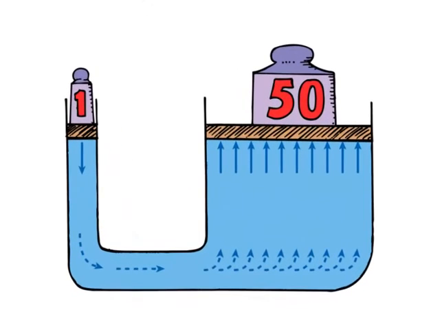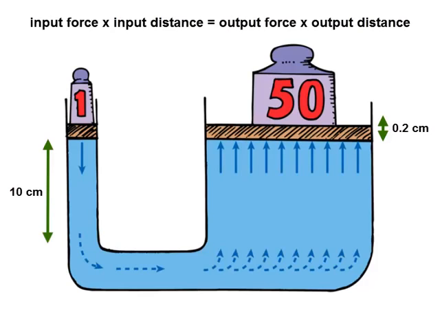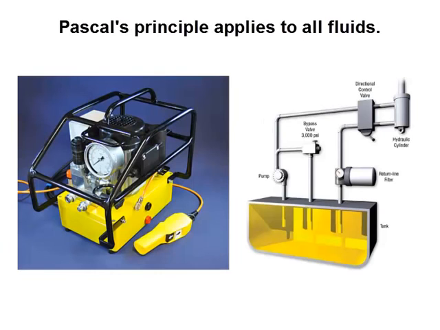When the small piston is moved downward 10 centimeters, the large piston will be raised only 1/50th of this, or 0.2 centimeters. The input force multiplied by the distance it moves is equal to the output force multiplied by the distance it moves. Pascal's principle applies to all fluids, gases and liquids.